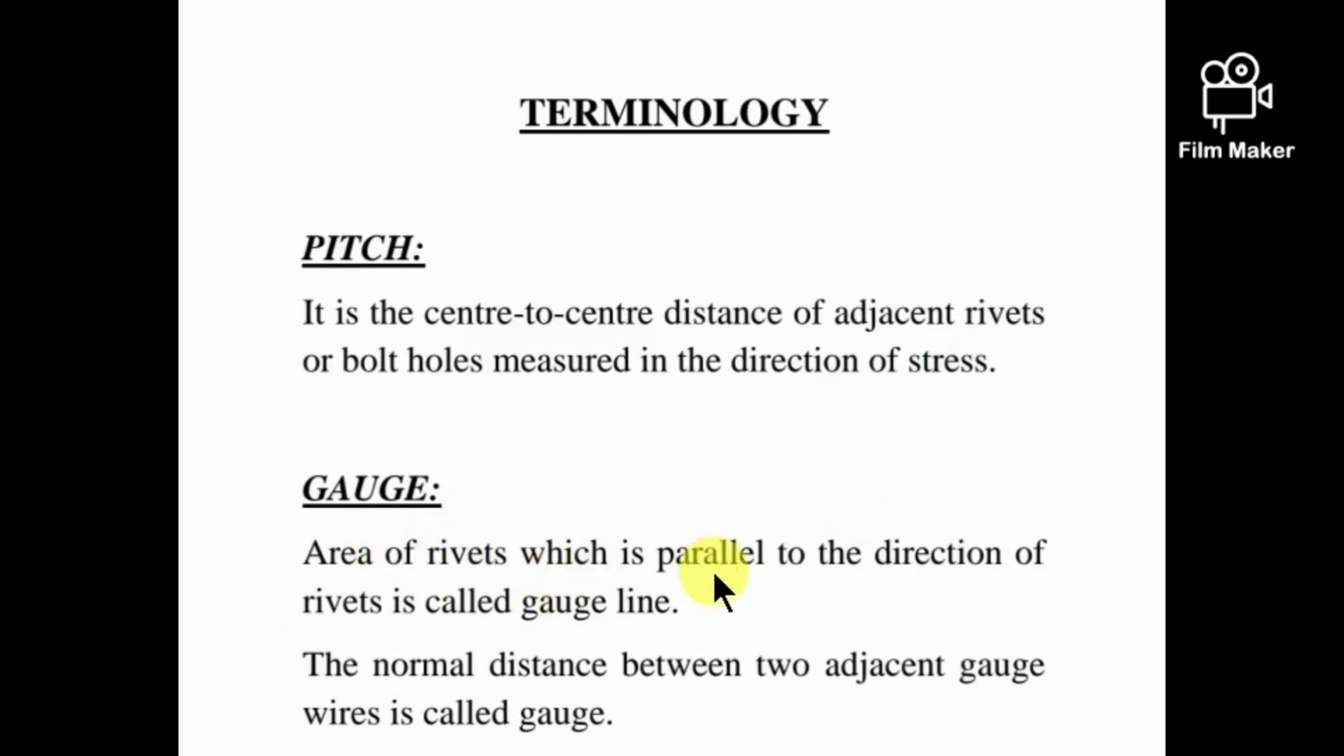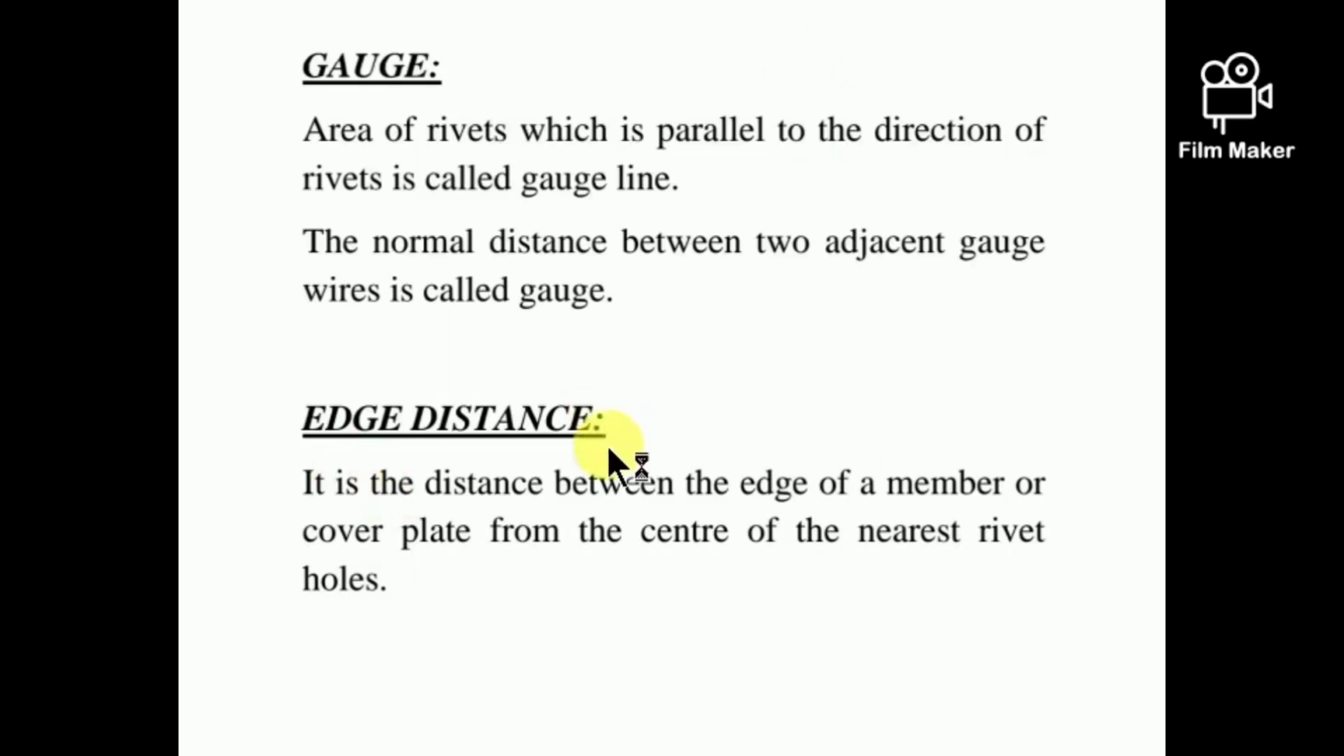The line of rivets which are parallel to the direction of stress is called the gauge line, and the normal distance between two adjacent gauge lines is called gauge. That means in this way. Then we have edge distance. It is the distance between the edge of a member or cover plate from the center of the nearest rivet hole. That means if we have the bolt holes in this way, from the center of the bolt hole to the outer surface, that means to the edge of the member, that portion is known as our edge distance.